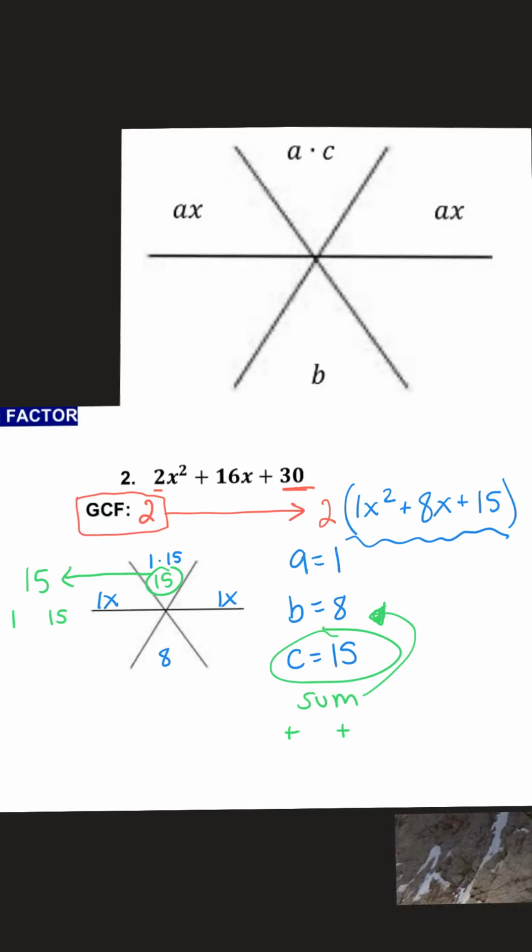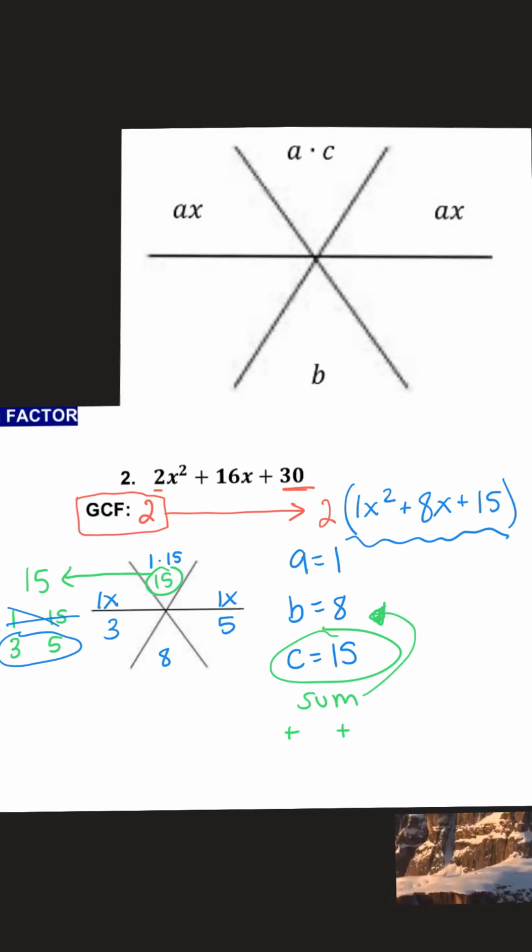2 does not go into 15, so I'm not going to do 2. But I know 3 and 5 work. And then that's it. 4 doesn't work. So this is it. Those are all the factors I have. Which one of those 2 options add up to be 8? Well, 15 plus 1 gives me 16, so that doesn't work. But 3 plus 5, that one gives me 8. So we'll put 3 here and 5 here. Both of those are my factors.